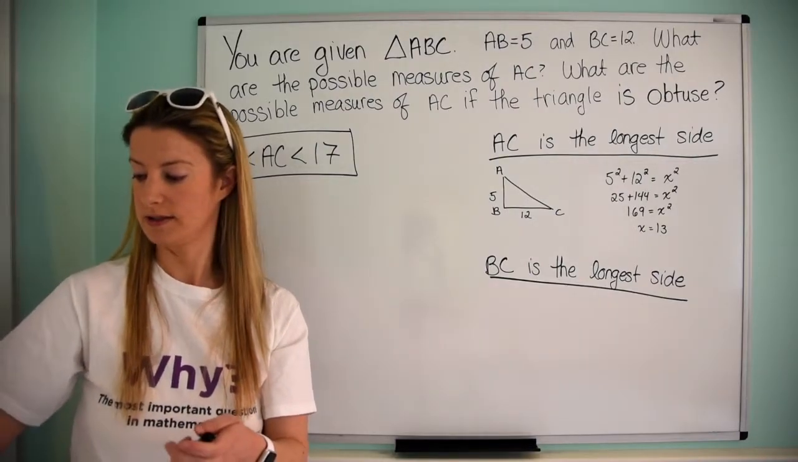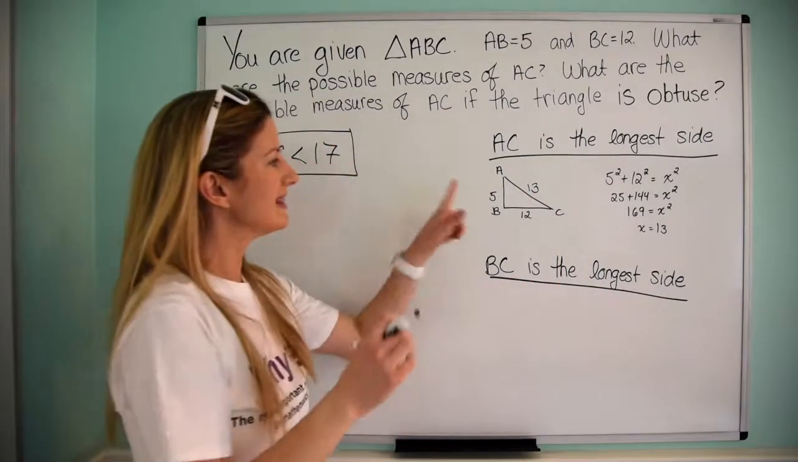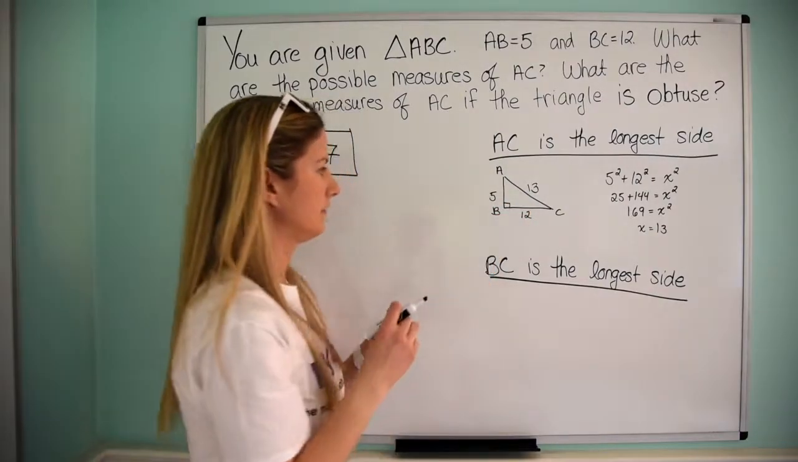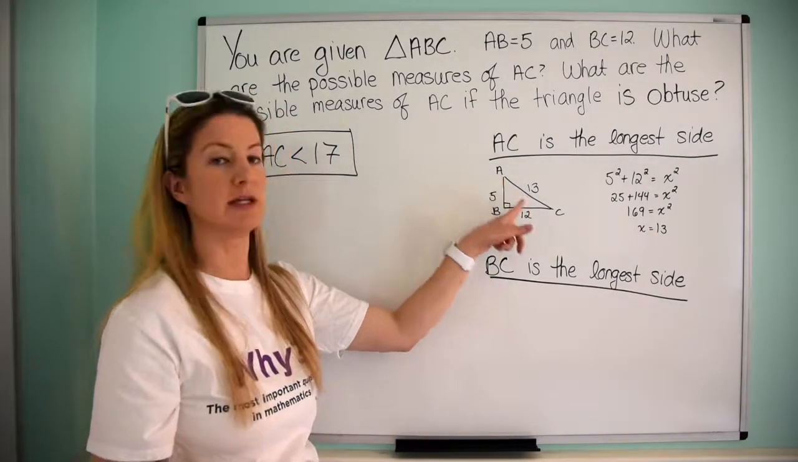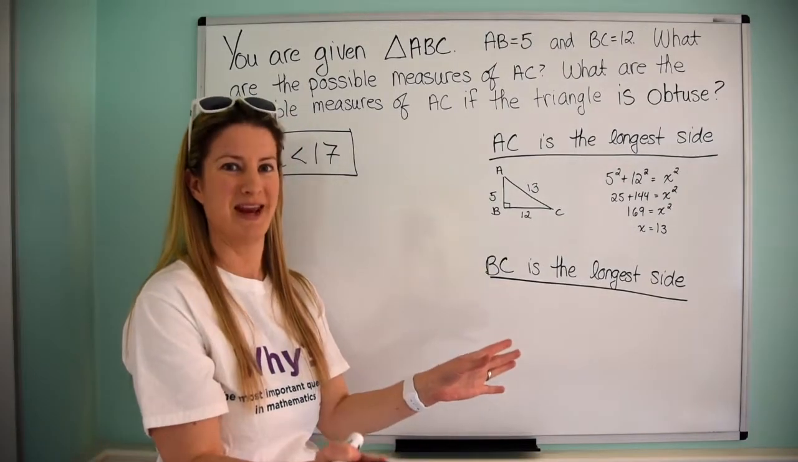Whoops, that doesn't stay too well there. Okay, so I'm going to write 13. In this case, if it's a right triangle, I'll mark that off as a 90-degree angle. If it's a right triangle, AC would be 13. We don't want it to be right, though. We want it to be obtuse, and you're going to take a look at that in a minute.